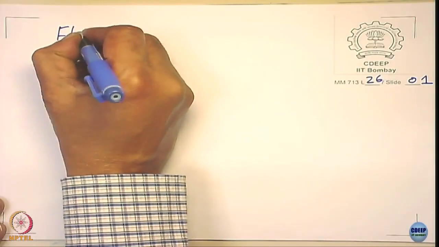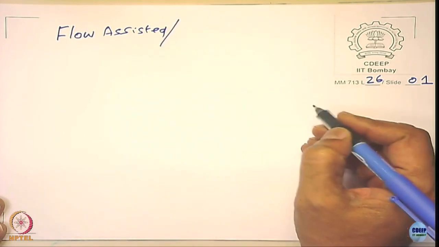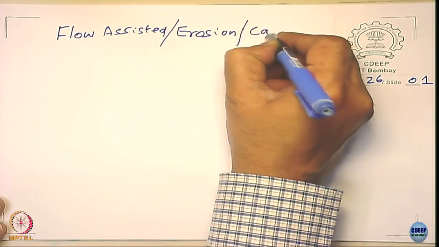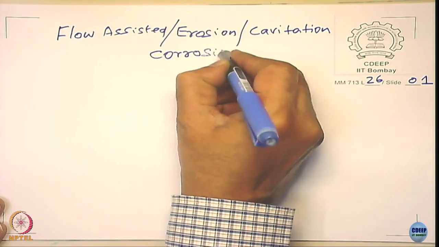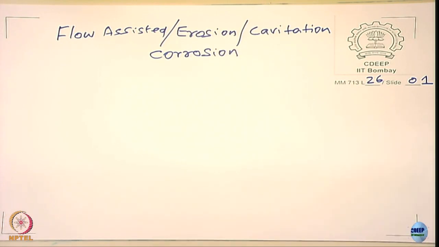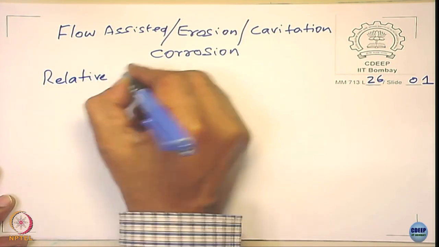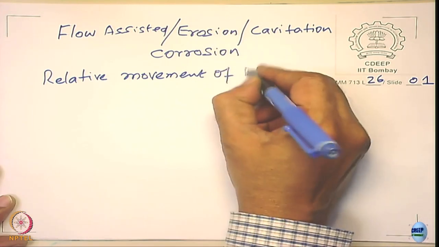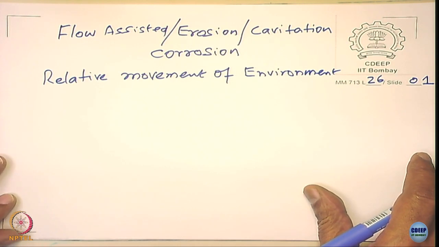So here we would say flow assisted, I am going to separate out like this, and or erosion, cavitation, corrosion. Now, as I told you, there can be a relative movement of environment. Please notice that when you say the environment, we talk about not a benign one, it is a corrosive environment.